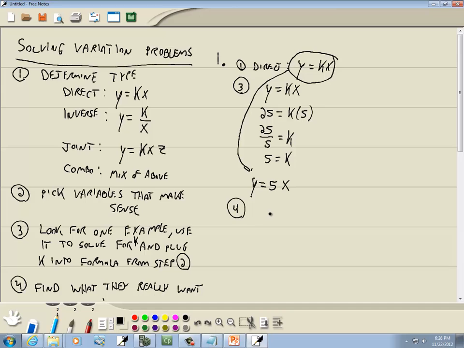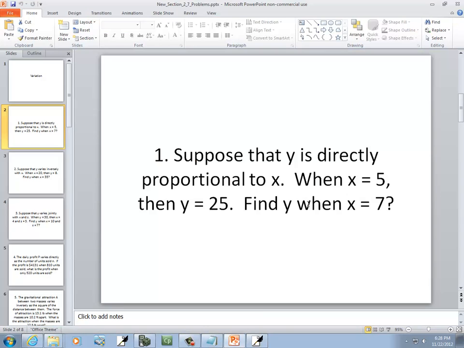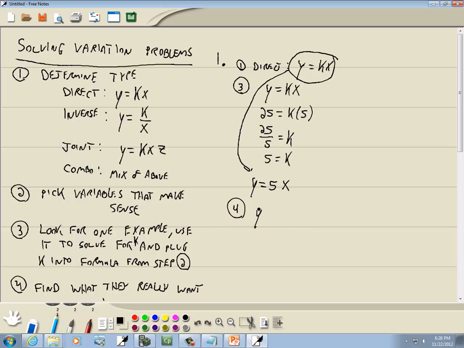Okay, step 4, find what they really want. It says find y when x is 7. So they want us to put in 7 for the x. 5 times 7, y would be 35.